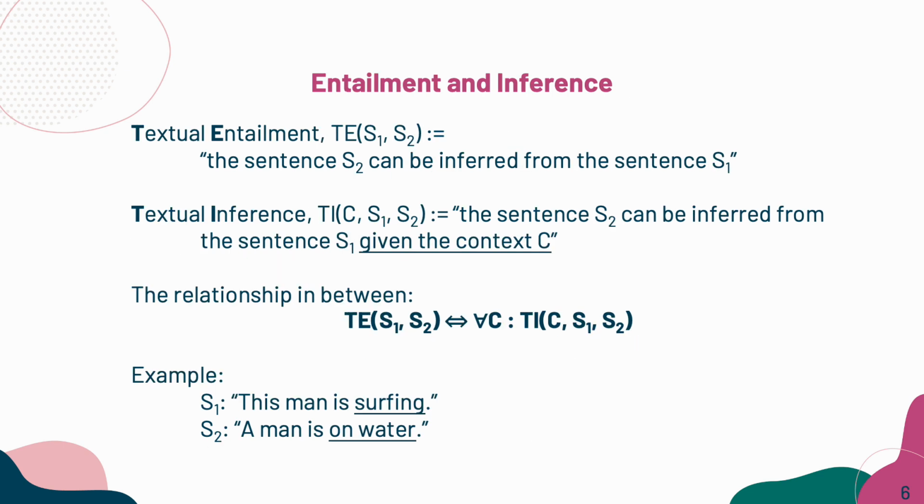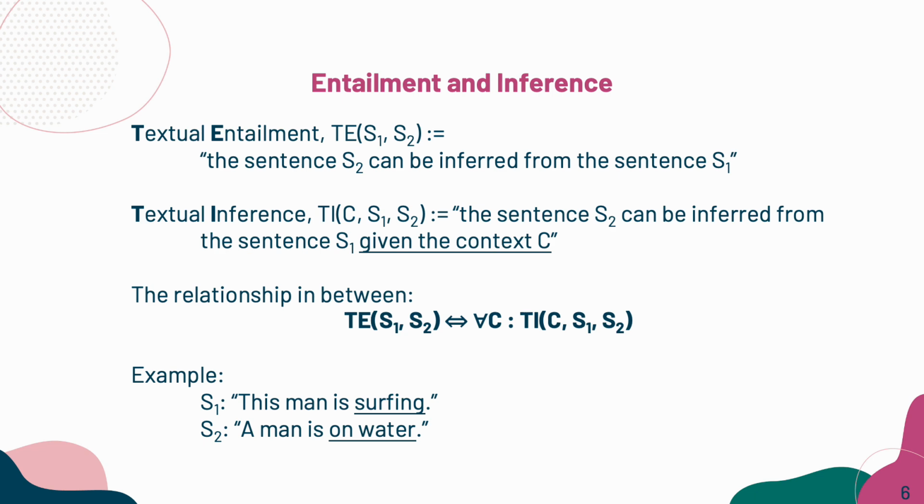Now we proceed with entailment and inference. Textual entailment, TE, is to decide whether sentence 2 can be inferred from sentence 1. Textual inference, TI, is to determine whether sentence 2 can be inferred from sentence 1 given the context C. Similarly, TI is a contextual generalization of TE.